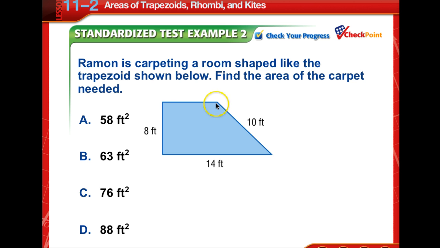Then I can go back and substitute into the formula for area. Area is equal to 1/2 of 8, which is this height, 8, times 14 plus 8. 14 plus 8 is 22. 4 times 22 is 88 square feet.